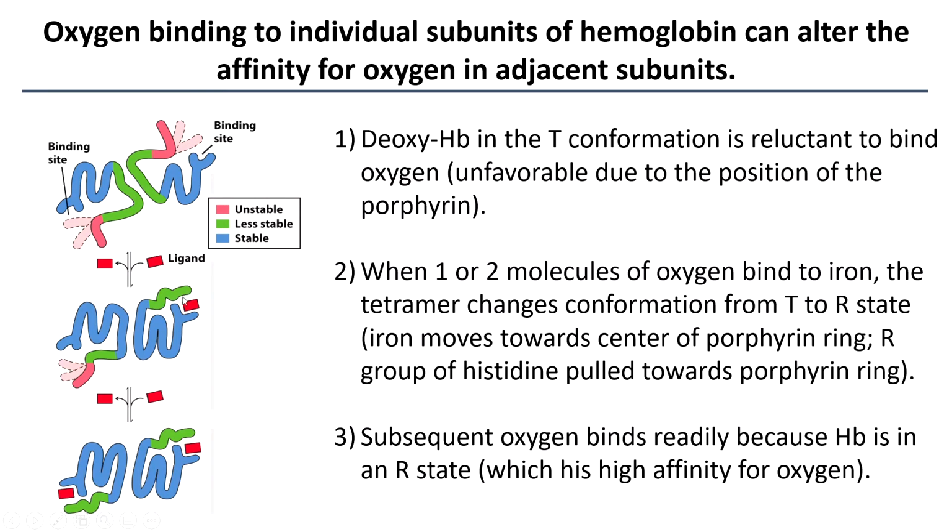When one molecule of oxygen binds to the iron in the heme group, that actually makes this a little bit more stable. This is actually the part of the molecule that's attached to that histidine residue, and it comes and stabilizes the oxygen being bound to the receptor. When this happens, the tetramer changes conformation from T to R. The iron moves towards the center of the porphyrin ring as opposed to being buried.